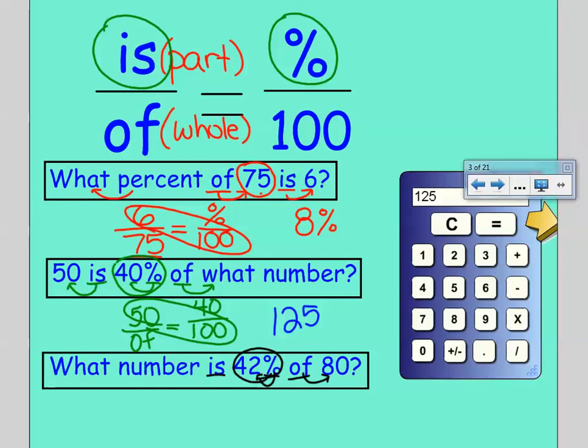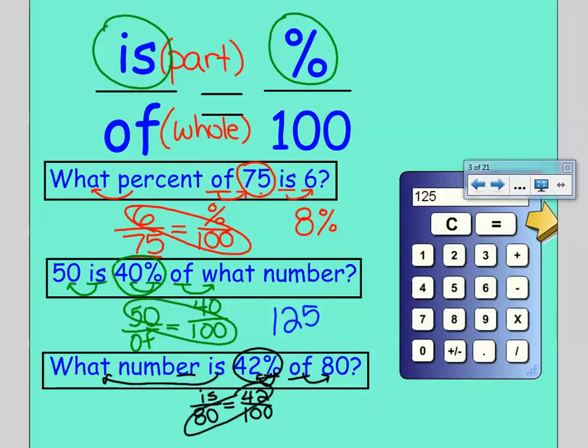This time we know that the word does not have anything by it. So in fact, is going to match up with the what number. So is going to stay in my proportion. Of matches up with 80. 42 goes in the percent spot, and 100 is going to be my last number.